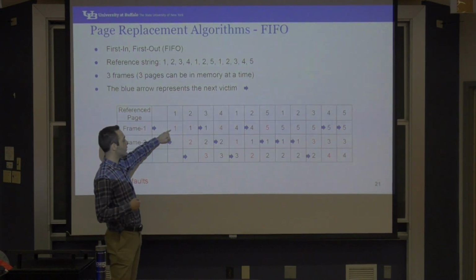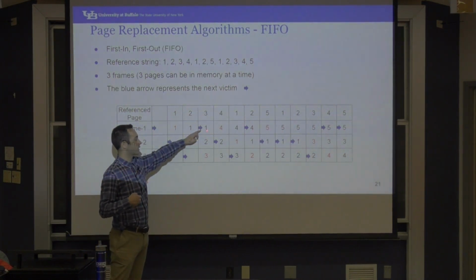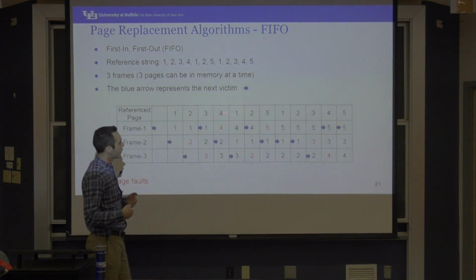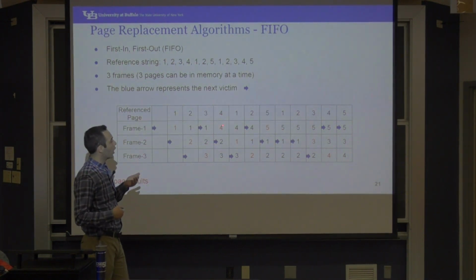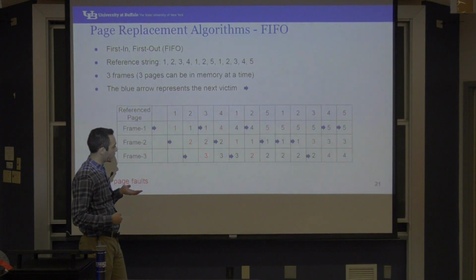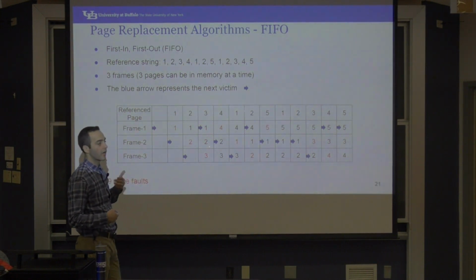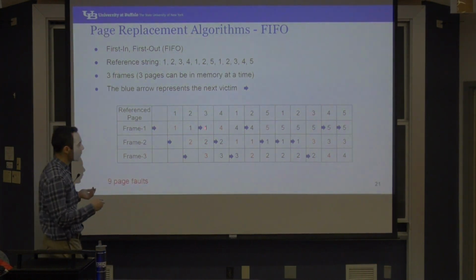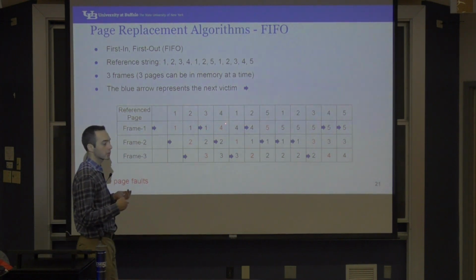Because we brought 1 first, our victim is going to be this one. So when we access page number 4, do we have it in the page table? 1, 2, 3? No, we don't have it. So we have to bring 4. Who is the victim? Number 1. So that's why we replace this one.